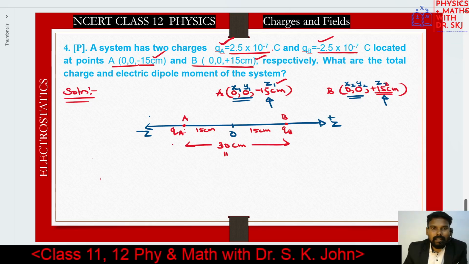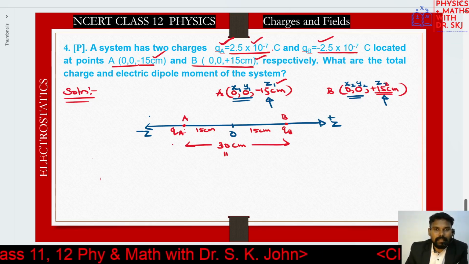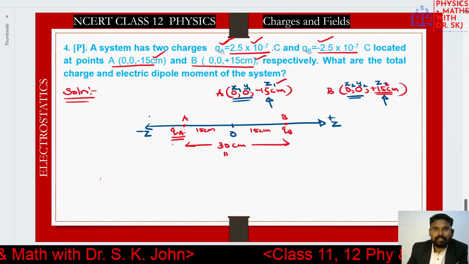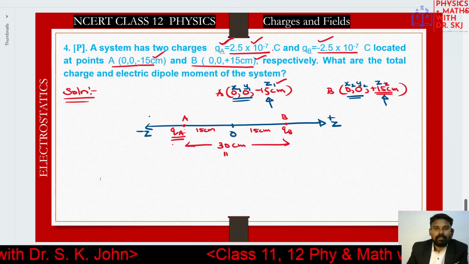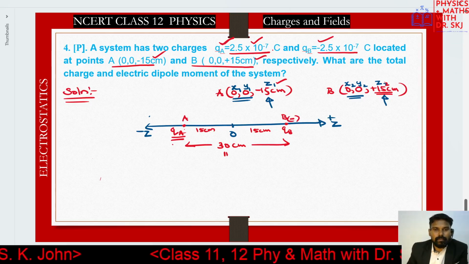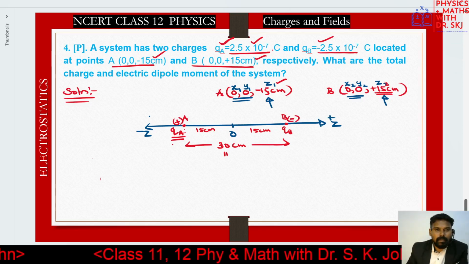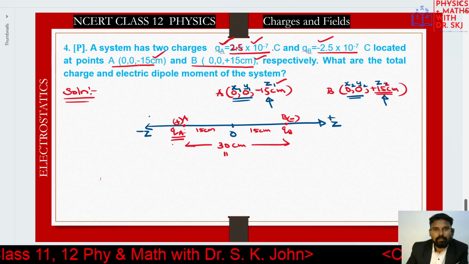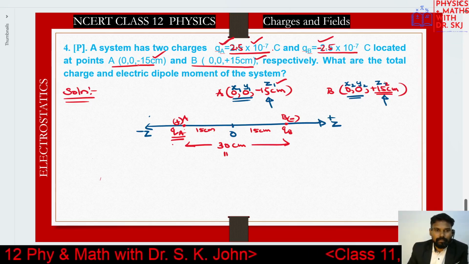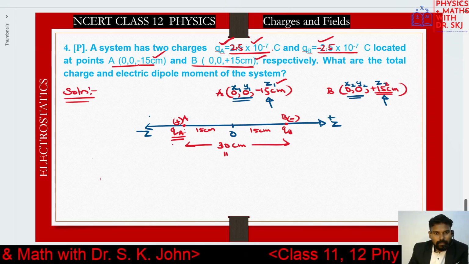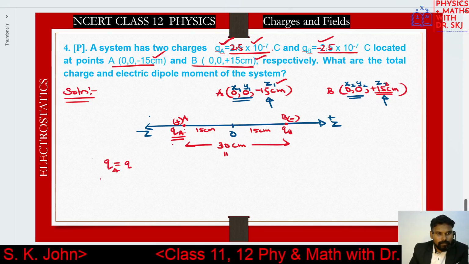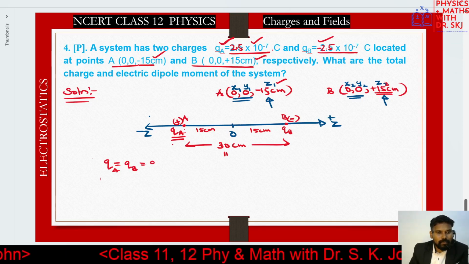Both the charges are equal in magnitude. You can see that this is the positive charge and the other one is a negative charge. This is the negative charge. This is the positive charge. Okay, you can see the sign here. This is 2.5 and this is minus 2.5. Okay, so you got the magnitude of the charges. So the magnitude of QA and QB are equal. What is the magnitude?